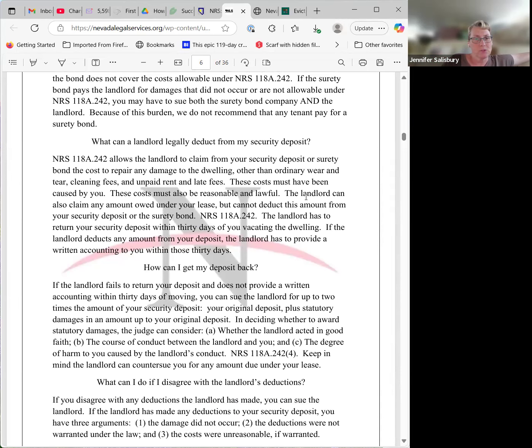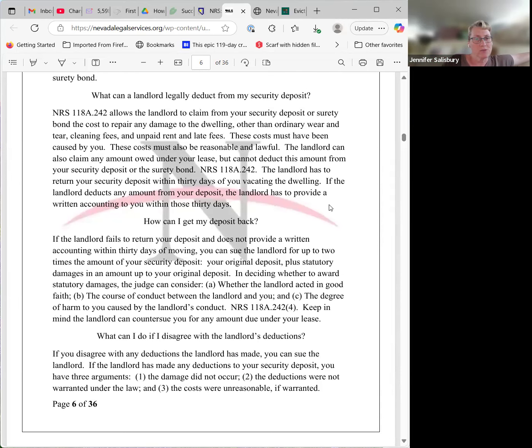Okay, let's see. Landlord has to return your security deposit within 30 days. 30 days is the time within you vacating the dwelling, which makes sense. And if the landlord deducts any amount from your deposit, they have to provide written accounting to you within those 30 days. Now, here's the trick. Written accounting. They don't have to provide receipts or invoices or anything like that, just written accounting.